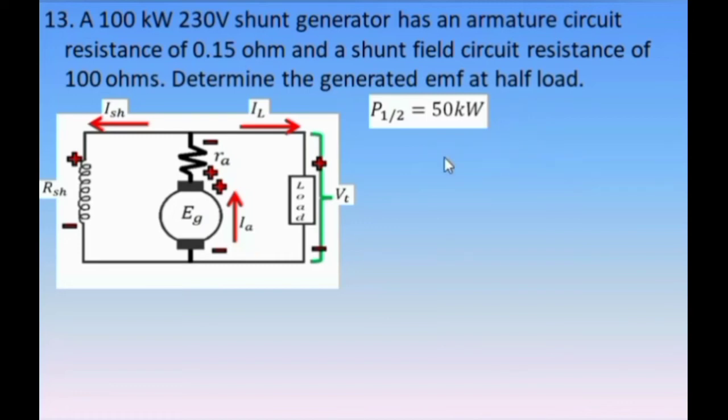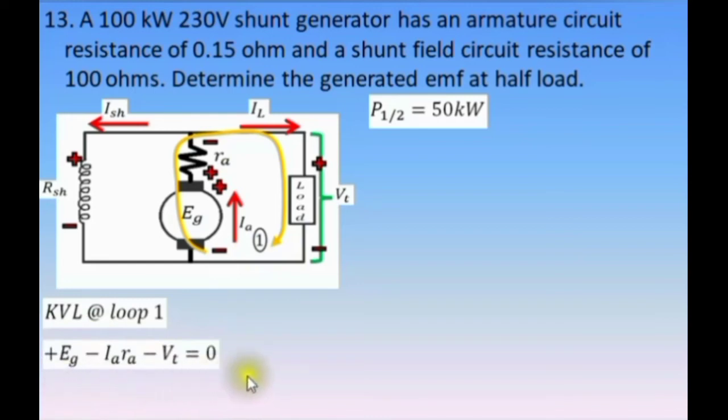The generated EMF at half load will be different from the value of the generated EMF at full load. Basing from the problem, again, we use this loop, say loop number 1. Kirchhoff's voltage law at loop number 1, so we have this equation. Transpose negative IA times RA minus VT to the other side of the equation. We have the generated EMF equals positive VT plus IA times RA. Say this is equation number 1. Terminal voltage is already given as 230 volts and armature circuit resistance is 0.15 ohm. We still need to determine what is the value of armature current.